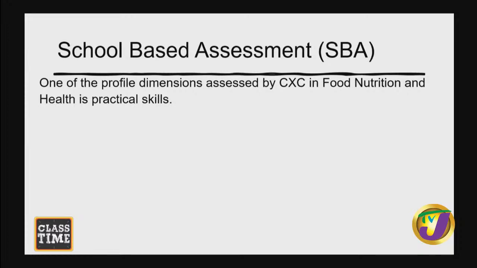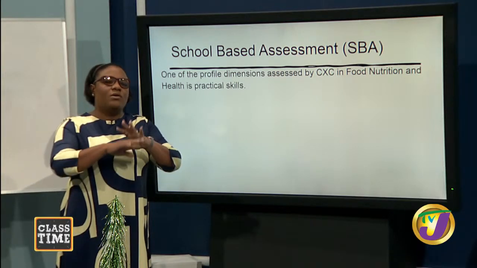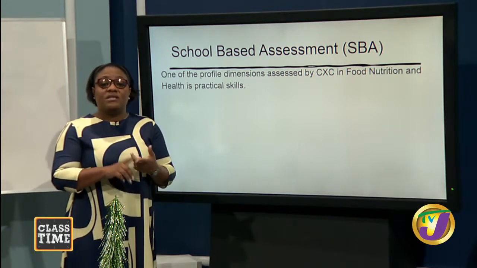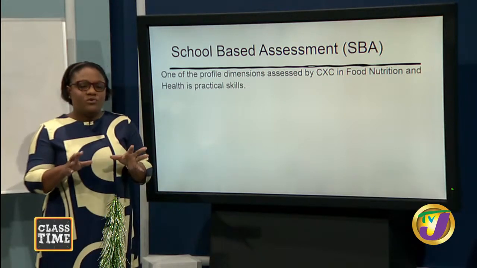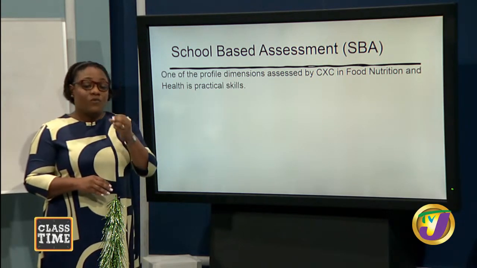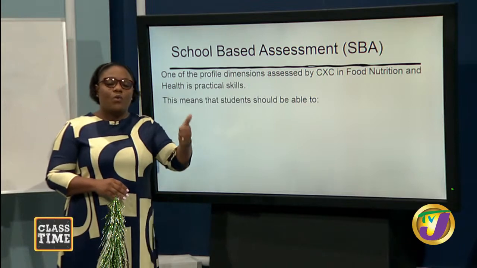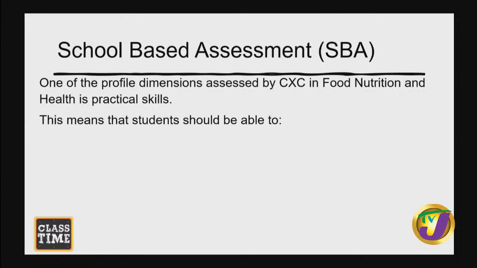There are three profiles that you are assessed on in food, nutrition, and health. I'm going to tell you all three areas in home economics: family resource management, textile, clothing and fashion, and food, nutrition and health. Though we're focusing on food, nutrition and health, I just want you to know it's for all three subject areas under the umbrella of home economics. Profile one covers your understanding and recollection. Profile two covers your application, and profile three covers your practical skills.